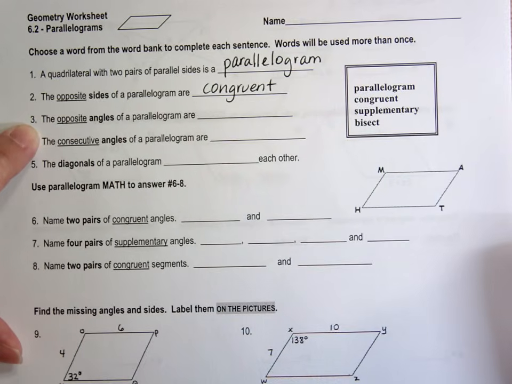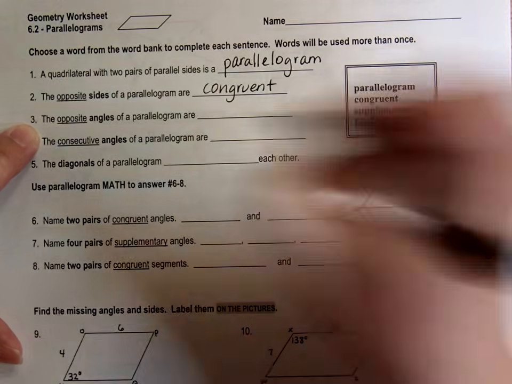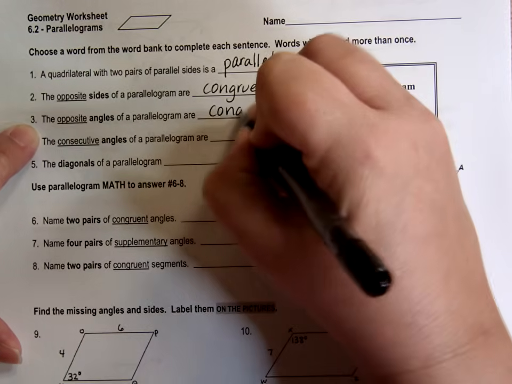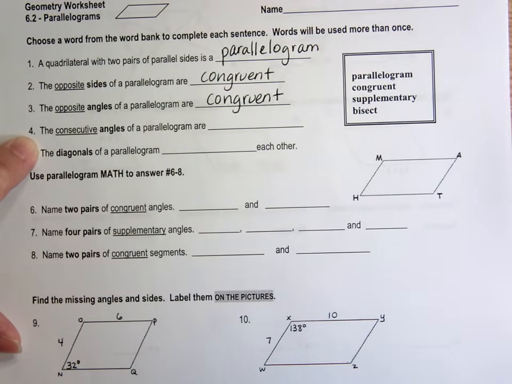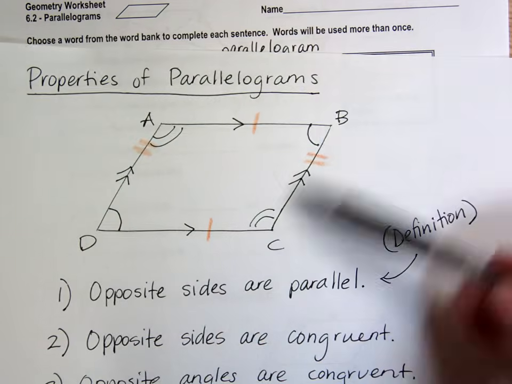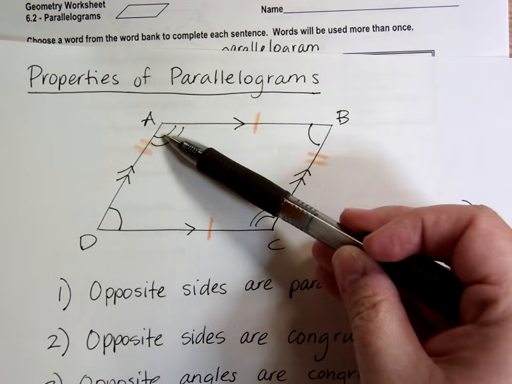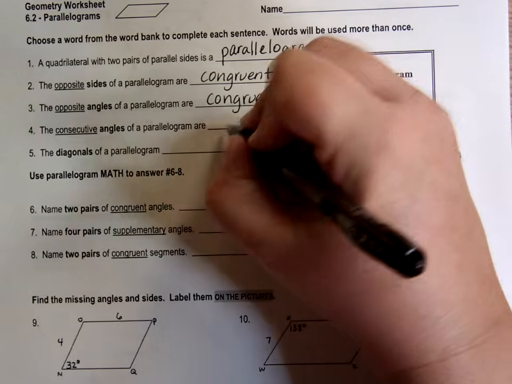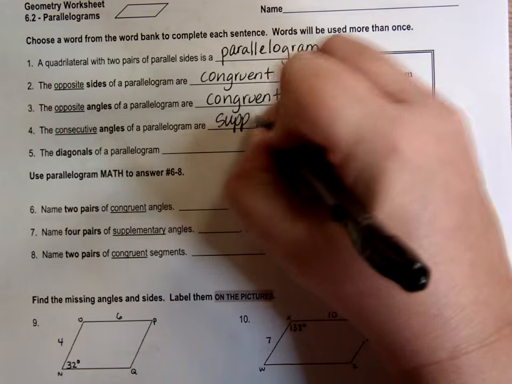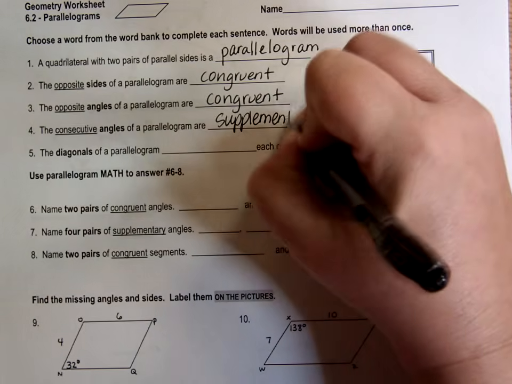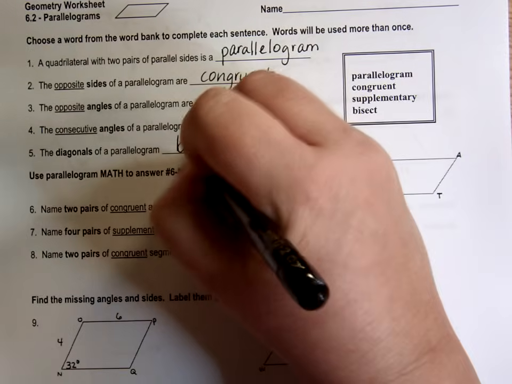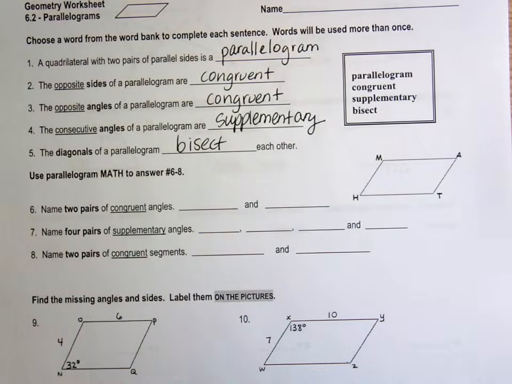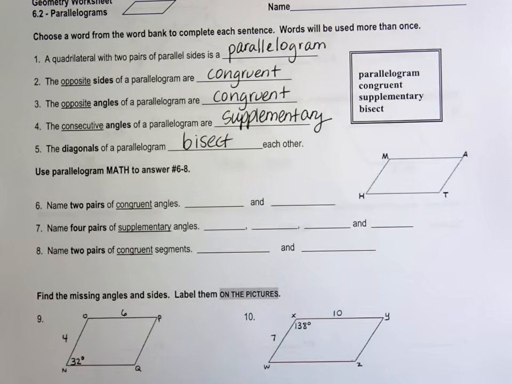My third property that I mentioned was that opposite angles are congruent. Consecutive angles of a parallelogram are, they're not congruent. Remember, those are the 2 in a row, like C and B, or B and A. They're supplementary. And finally, the diagonals of a parallelogram bisect each other. So that's just fill in the blank for our first 5, there were the properties.